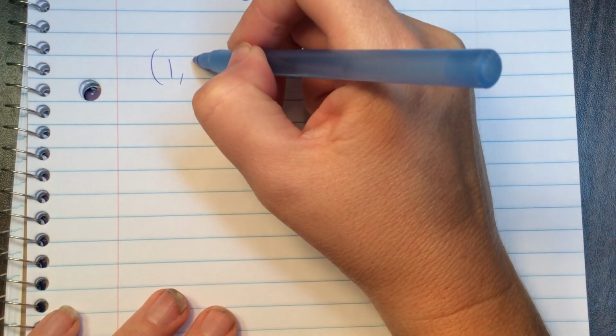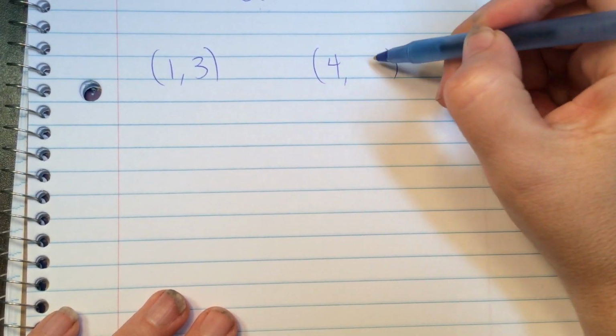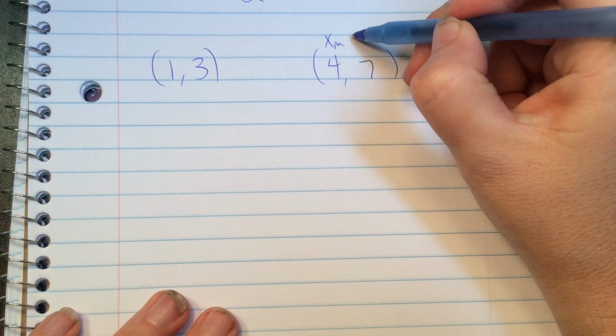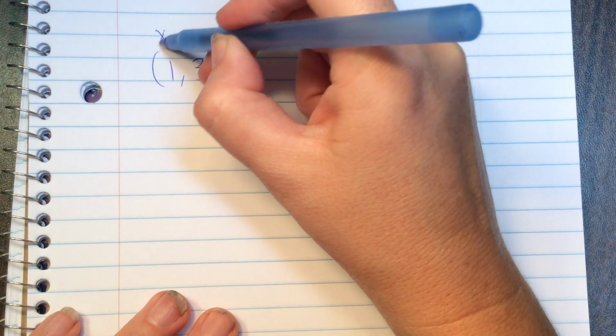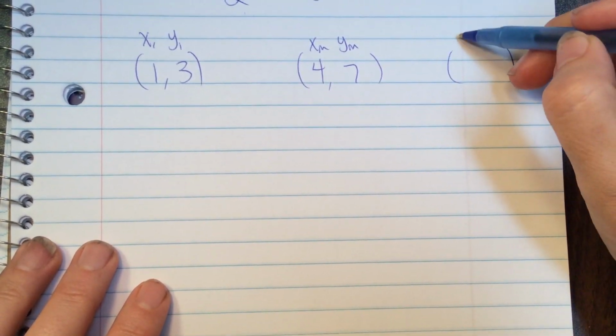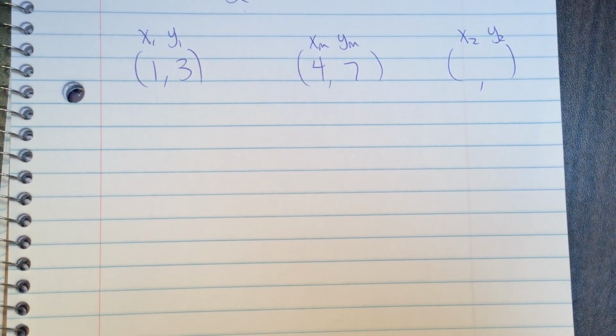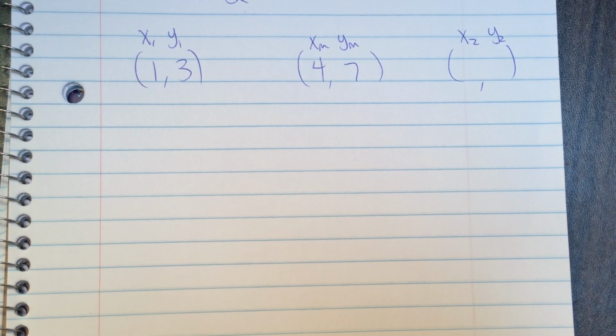Another type of question that's actually harder is when they give you one of the points, let's say it's 1, 3. Then they give you the midpoint. Let's say it's 4, 7. So this is the midpoint, and this is the first point. Then they say, what would the second point have to be? And this is actually an algebra problem. You're going to create two equations and solve them.